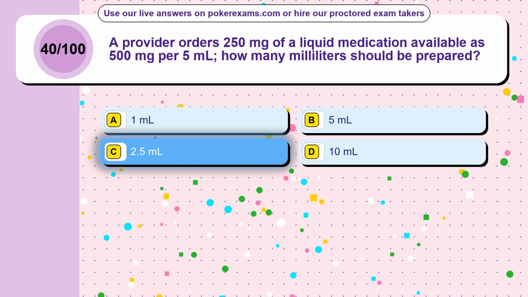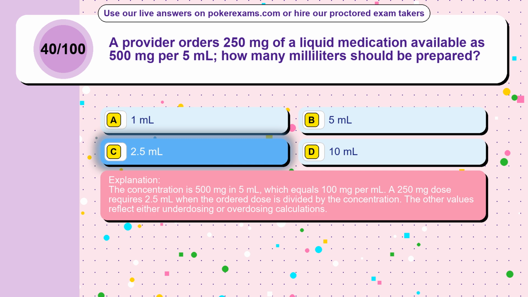2.5 ml. The concentration is 500 mg in 5 ml, which equals 100 mg per ml. A 250 mg dose requires 2.5 ml when the ordered dose is divided by the concentration. The other values reflect either underdosing or overdosing calculations.